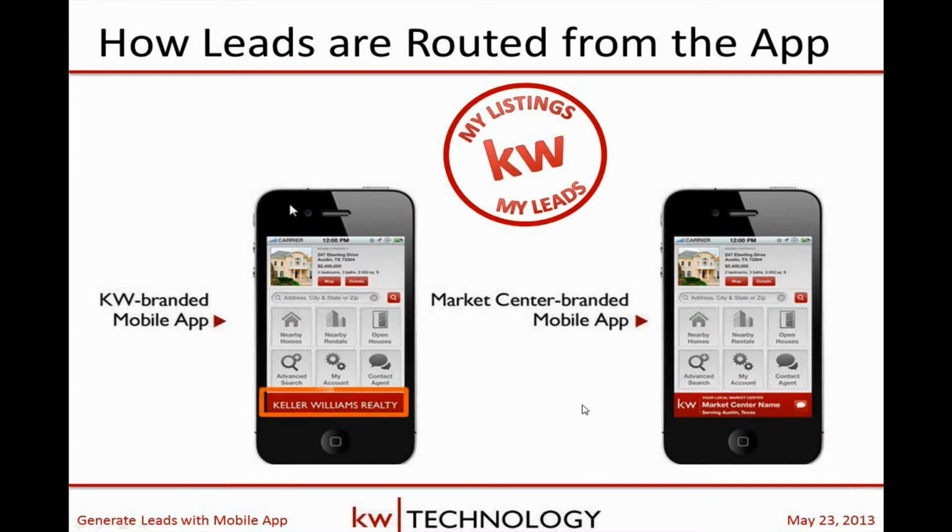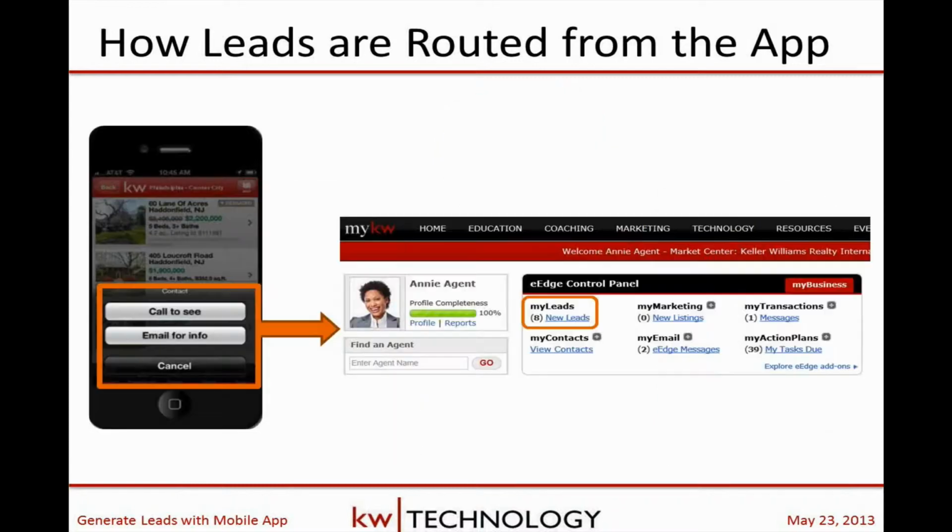And there it's showing you the branding at the bottom of each of the apps. So if it just says Keller Williams Realty, that's the indicator that we're looking at the franchise version. And then offices will have a version branded to their market center. And then again, as with all leads through the Keller Williams network, leads are going to show up on your eEdge control panel in the number indicator as well as your My Leads dashboard.